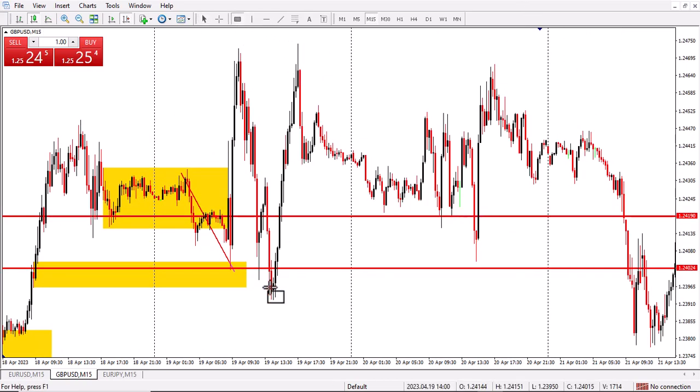Then we come here again, we have an order block right here. So this is an OB, right? Then before the retest of that order block, we have accumulation of price, then manipulation.